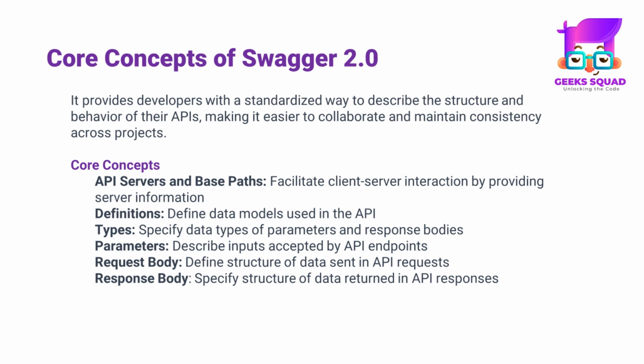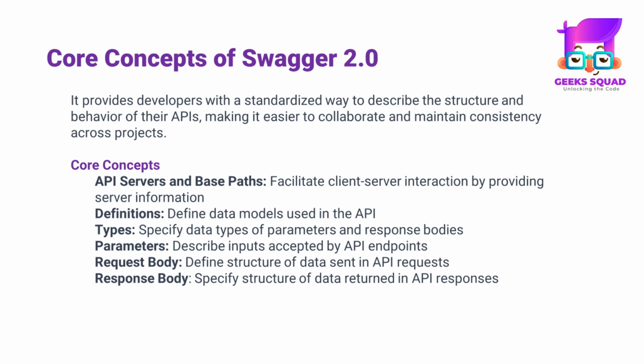The response body specifies the structure of the data returned in the API response. It defines the format and content of the data that clients can expect to receive from the server. By defining a clear response body schema, you ensure that clients can effectively process the data returned by your API.